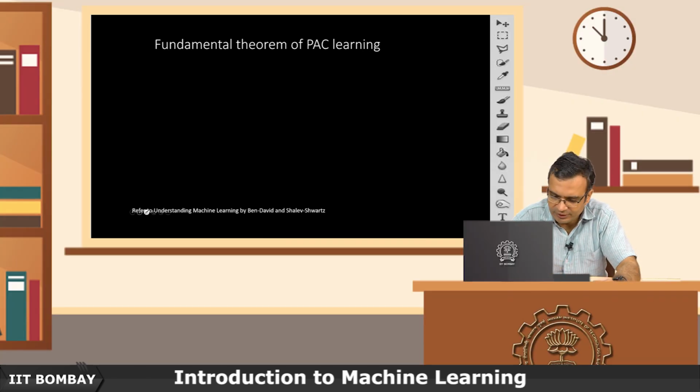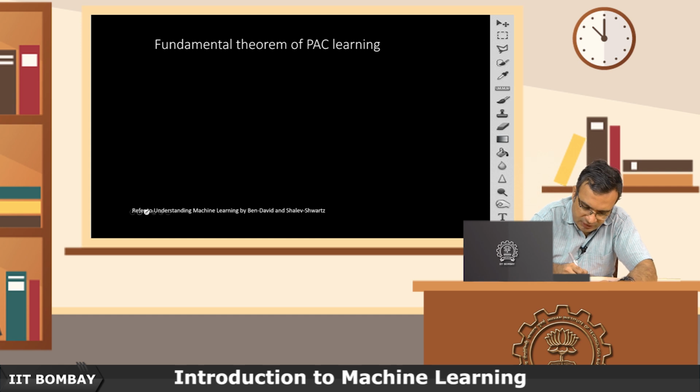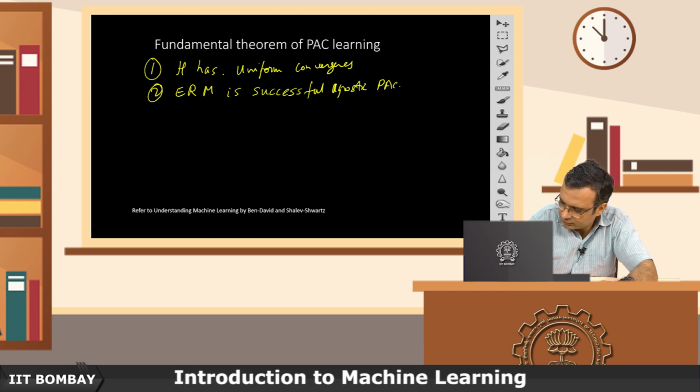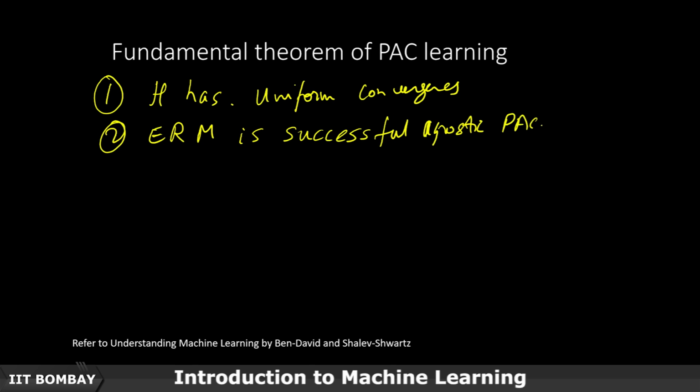So this brings us to the fundamental theorem of PAC learning. The fundamental theorem of PAC learning has 6 different equivalent statements. Okay. So the statements are the following, and some of these we have already seen. If we have H that has uniform convergence, it is equivalent to having empirical risk minimization being a successful agnostic PAC learner for H.